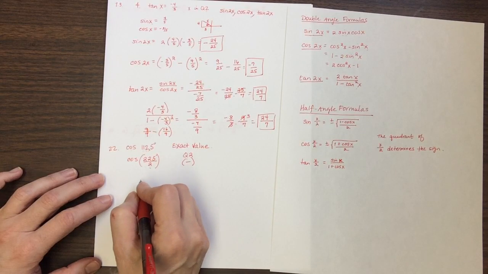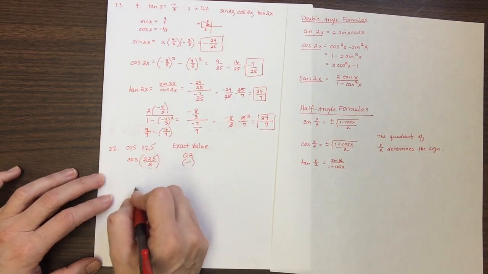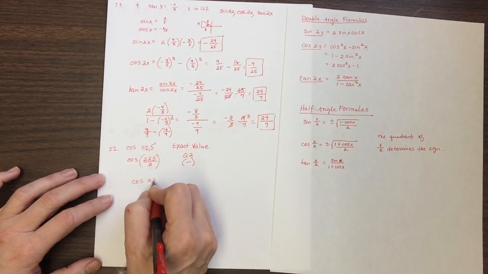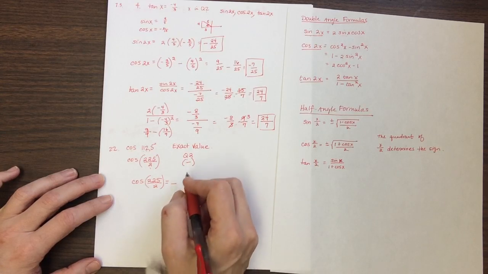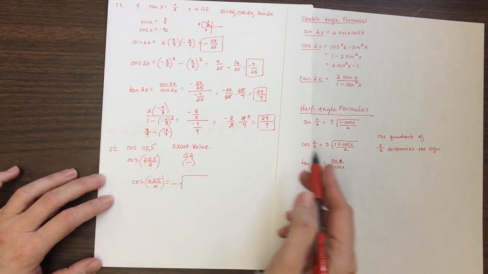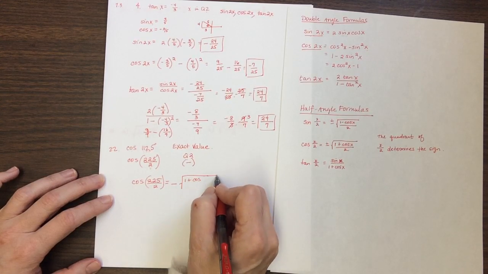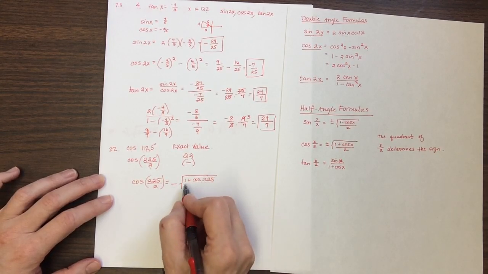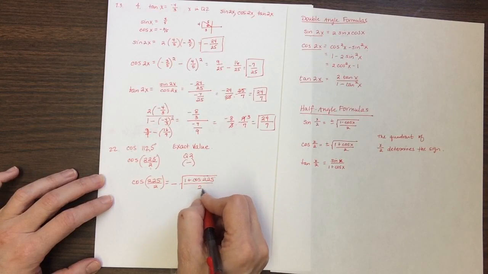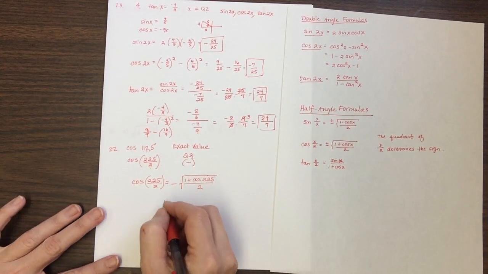So the cosine of 225 divided by 2 is going to equal the negative, we've already established that, square root of 1 plus the cosine of 225 degrees. That's just my x. That's not my x divided by 2, right? This is after I doubled it. And then all that's over 2. Alright, so let's clean this up.